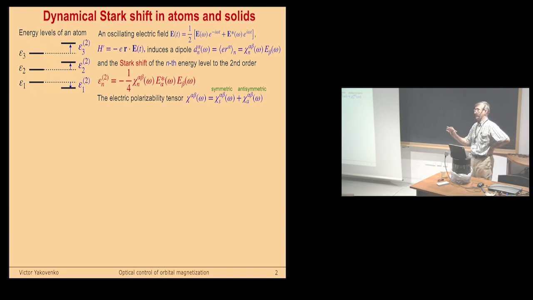So this is a textbook thing, basically. Apply an oscillating electric field, and it produces an energy shift of the energy levels in an atom. This is very well known. This is obtained, of course, by second order perturbation theory, which is textbook quantum mechanics. So far, so good, right?